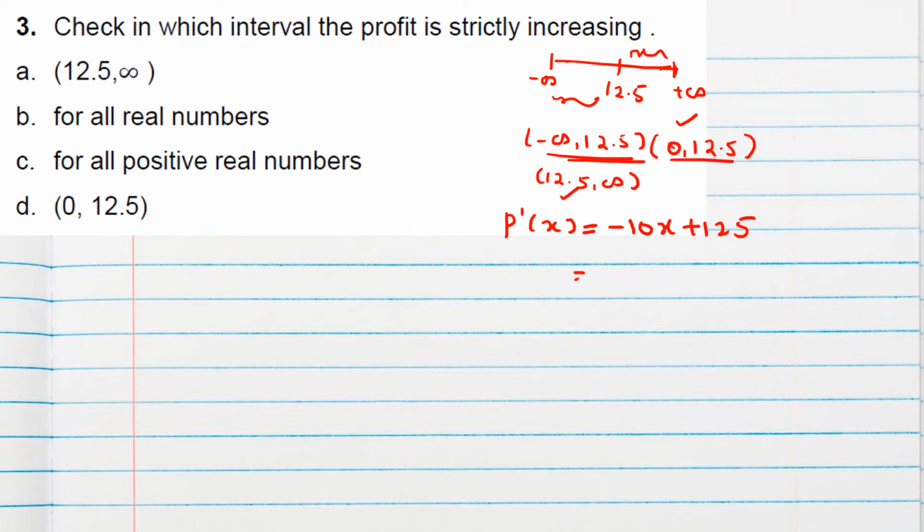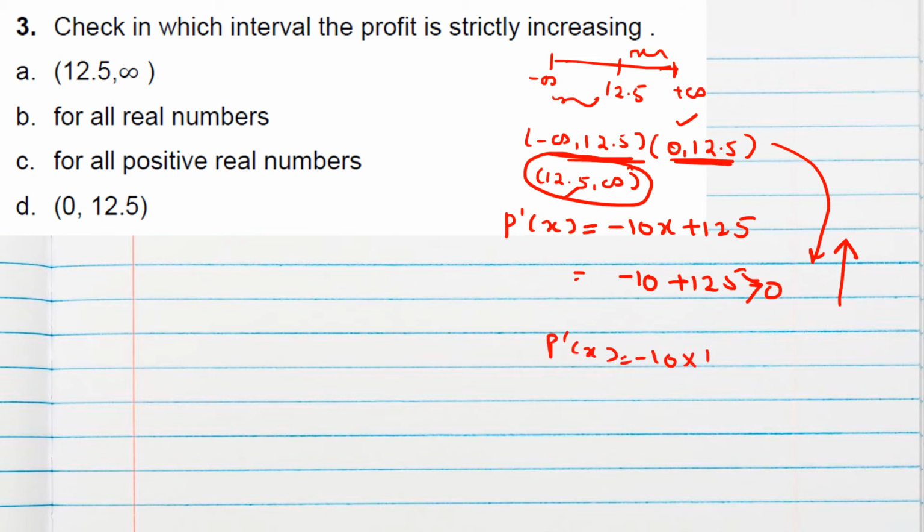So a random value we will put here. Suppose between 0 to 12.5, if I substitute 1, I will get minus 10 plus 125. I will get one positive number, right? So I can say in this interval the function will be increasing. If I take a random value from here, suppose 13, p dash of x will become minus 10 into 13 plus 125. So minus 130 plus 125, that will be negative. So the function will be decreasing. So our option will be D option.